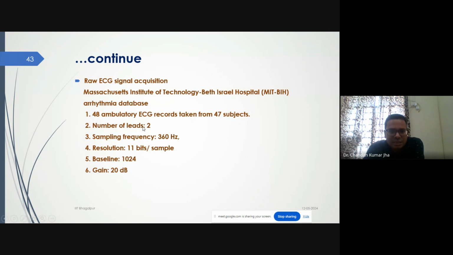It has 2 leads, with a sampling frequency of 360 Hz. Resolution means each sample is represented by 11 bits, and it has a baseline of 1024, and the gain of the amplifier during the acquisition is 20 dB. So these are the data details, what data has been used in this technique.